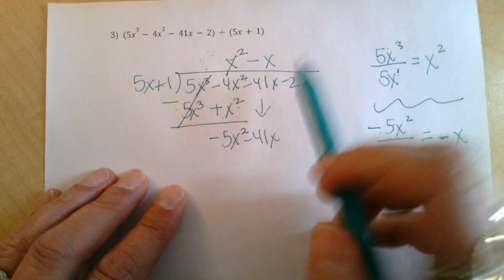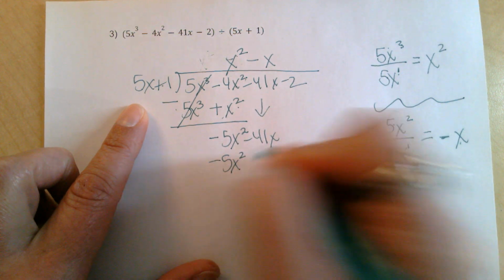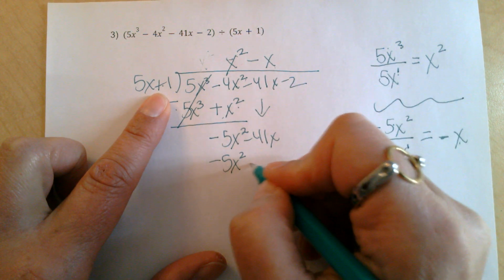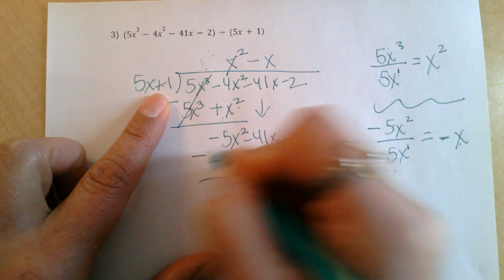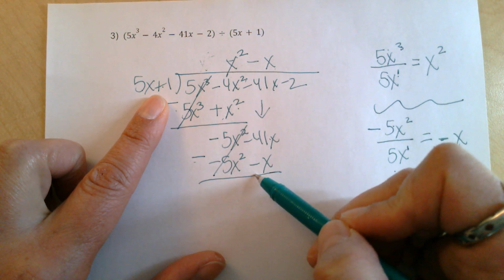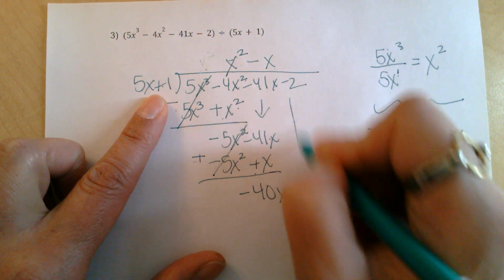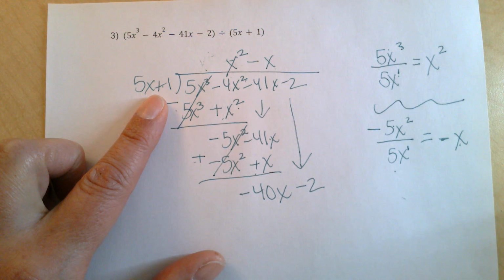Okay, let's do some multiplication. Negative x times 5x is negative 5x squared. Negative x times 1 is negative x. Minus, these cross out, negative 41 minus x. Please be careful because that is a positive. So we're at negative 40x. Bring down your minus 2.